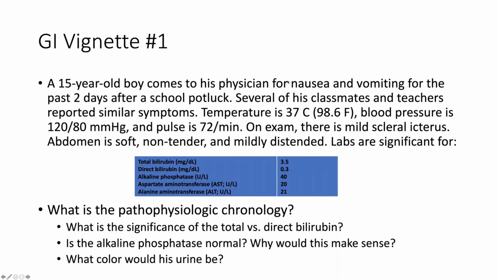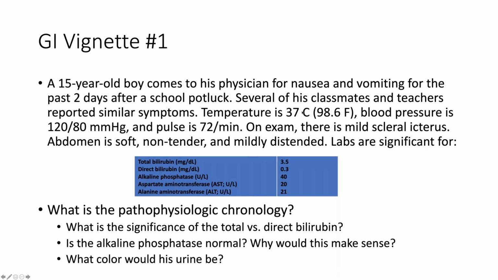And so I'm going to read this vignette slowly as I would in the real world, because again, slow is fast. And then we'll have you do the pathophysiologic chronology. So a 15-year-old boy comes to his physician for nausea and vomiting for the past 2 days after a school potluck. Several of his classmates and teachers reported similar symptoms.